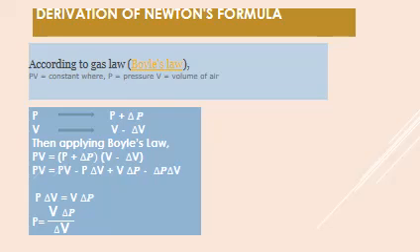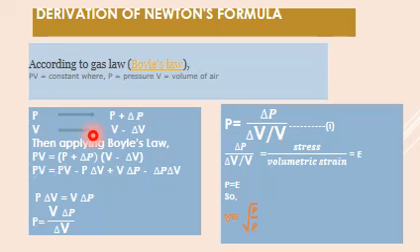Then, applying Boyle's law, you have to put this equation in the first form, PV is equal to constant, so this becomes PV is equal to (P plus delta P) into (V minus delta V). Next, multiplying these factors, we get PV, then minus P delta V, then plus delta P into V, minus delta V delta P. Now, as you have seen, this delta V delta P factor is very small, so we can ignore it, whereas PV and PV cancel out. We are left with only two terms, that is P delta V is equal to V delta P.